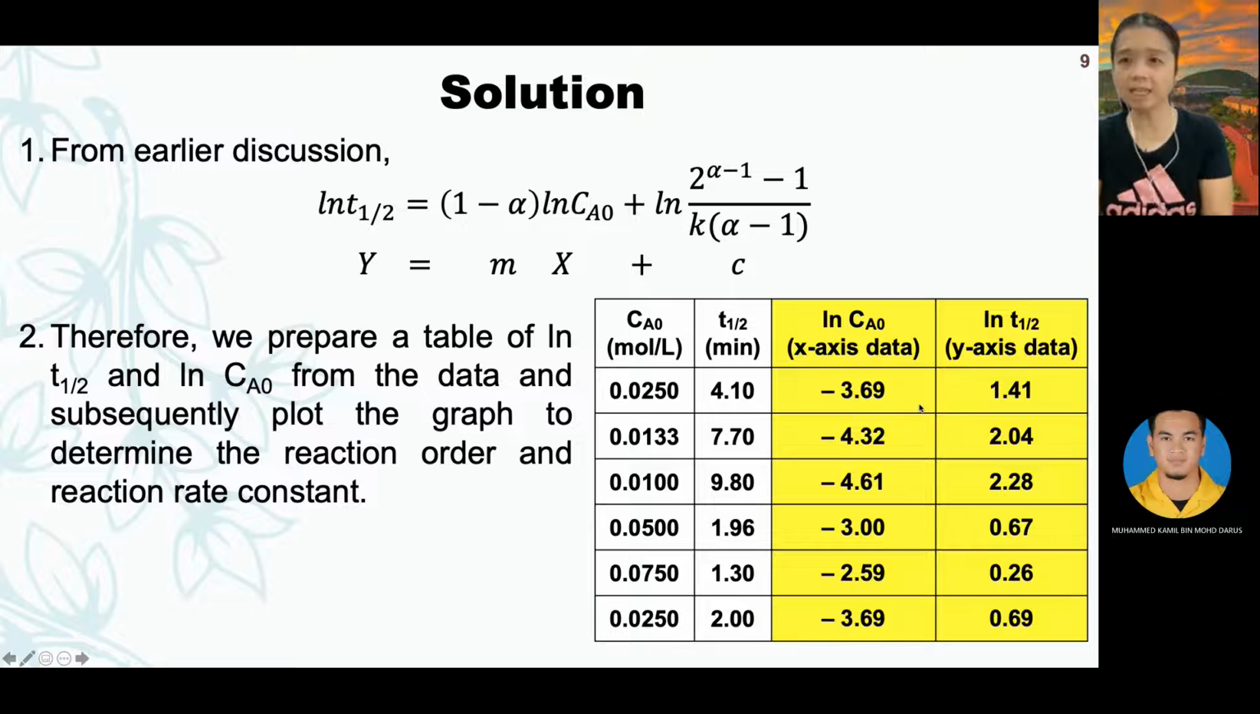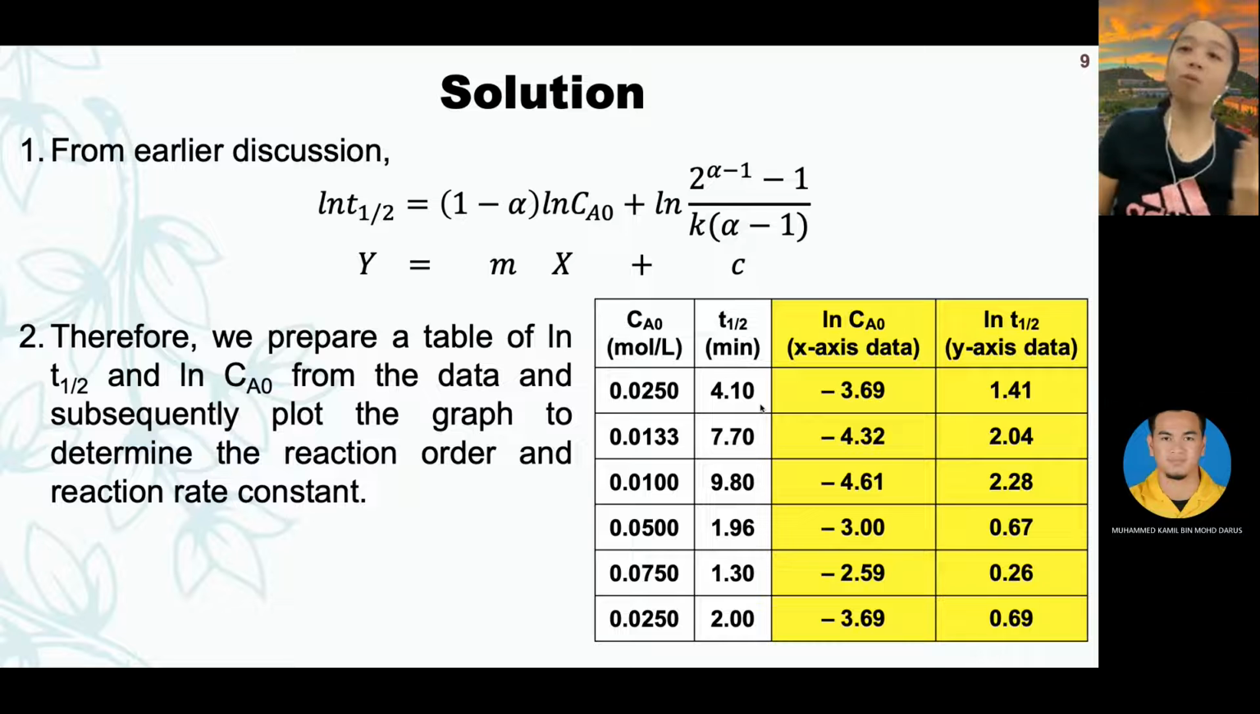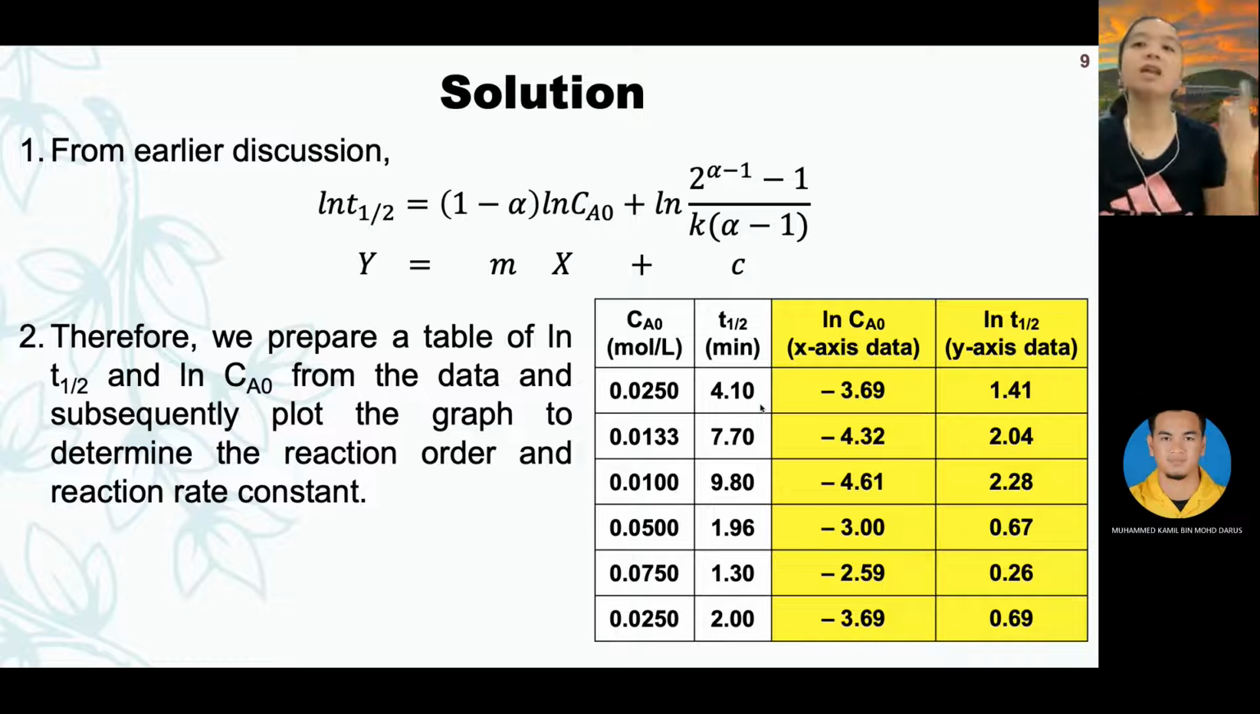Okay, then T-half. T-half pertama 4.10 minit. So walaupun data eksperimen T-half, but untuk plot the graph, my y-axis data mesti dalam bentuk ln T-half. So saya lnkan 4.10. So I get 1.41. So I repeatedly doing it until I finish the entire set of experimental data. So data yang dalam kotak kuning ni, kita guna untuk plot graph.